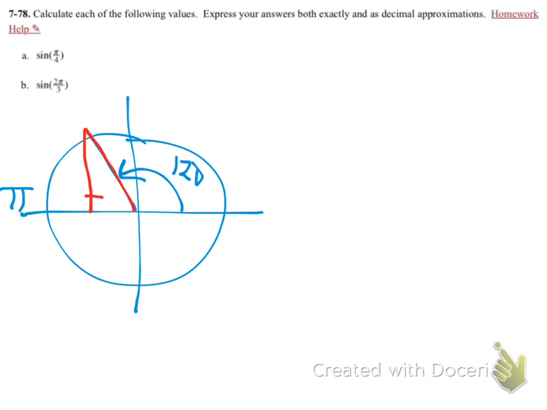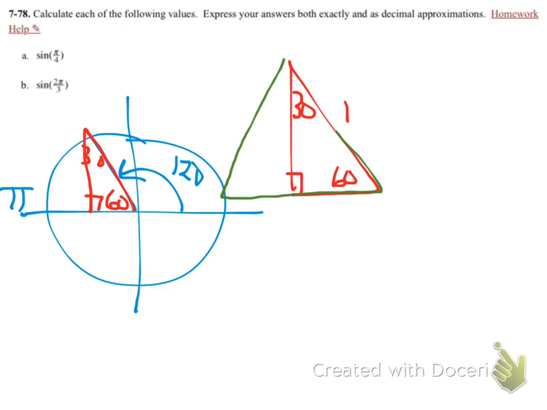Drawing in this triangle then, I now have a 60-degree angle, making this a 30, 60, 90. Again, my hypotenuse is 1. So with a 30, 60, 90, that is half an equilateral triangle. If I would reflect it over this side, I would have another 30 here and a 60-degree angle here, making this an equilateral triangle. All side lengths would be 1, but since I'm dealing with just that red part, I only have half of it, so this is now 1/2.